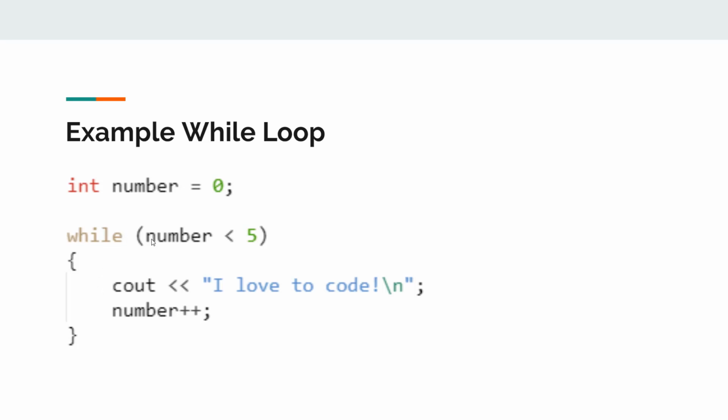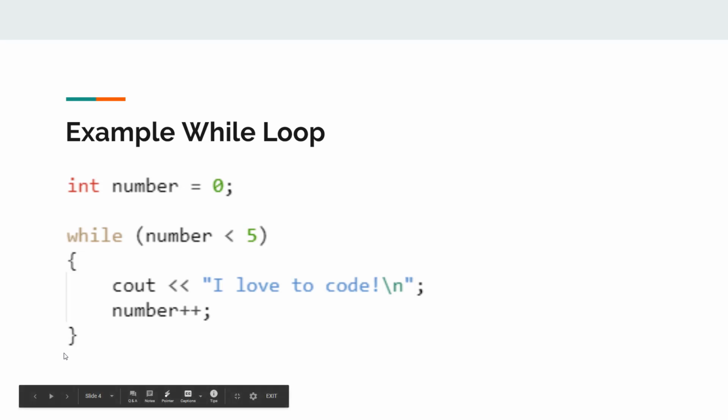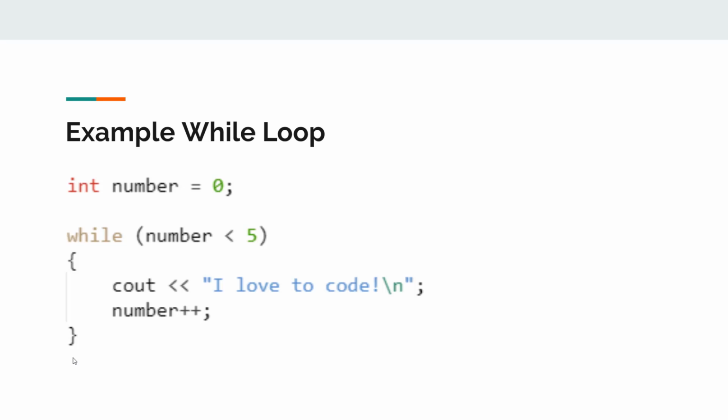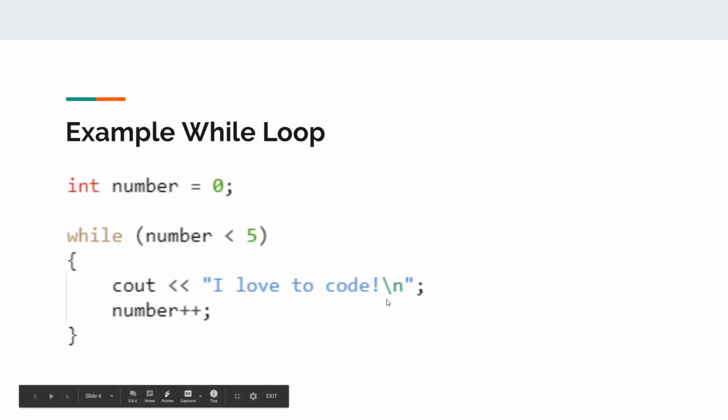We go back to the top of the loop. Number is 1. 1 is less than 5. Step into the loop, cout I love to code, number plus plus, so number is now 2. 2 is still less than 5. We output the statement again, number plus plus, 3, 4, and then now the number becomes 5. When the number becomes 5, we come back up to the top. Is 5 less than 5? That is false. Since that is false, we go out and around the curly braces and continue on with the rest of the program. So what we just did was write this statement 5 times to the screen.